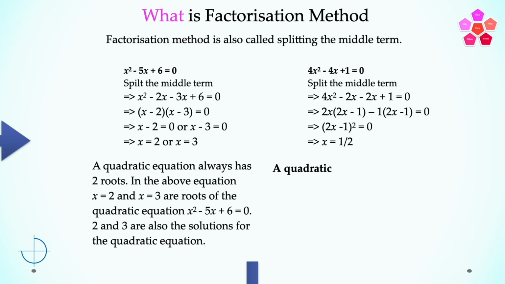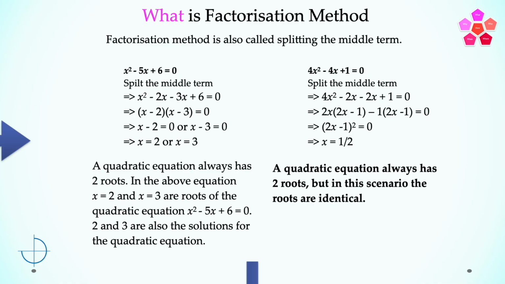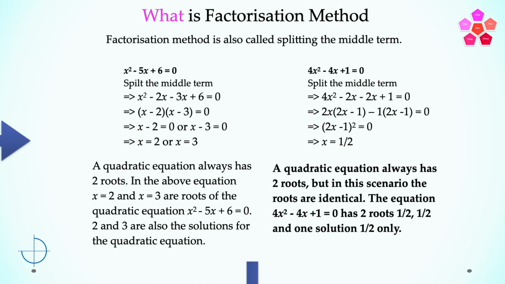A quadratic equation always has two roots, but in this scenario, the roots are identical. So the equation 4x squared minus 4x plus 1 is equal to 0 has two roots, half and half. This is how we represent roots, and it has one solution only, which is half.